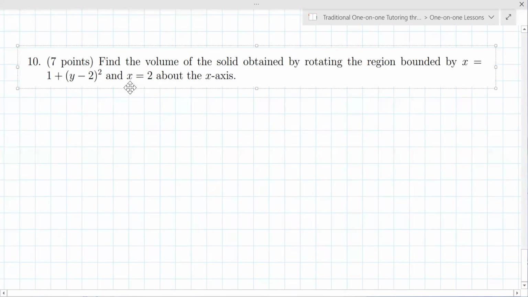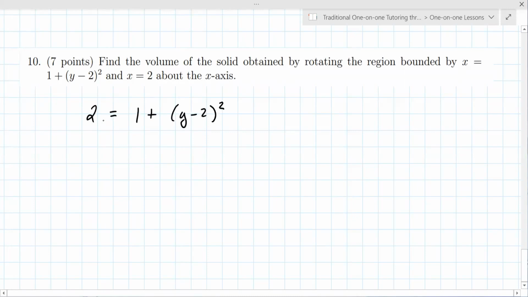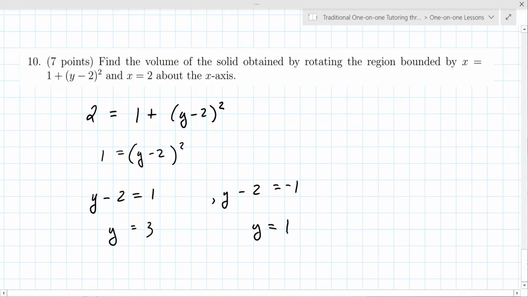Would you solve for y? Yeah, it's probably set 2 equal to 1 plus (y minus 2) squared. Move that over. When you take the square root of both sides, you actually get two equations: y minus 2 equals 1 and y minus 2 equals minus 1. So you get y equals 3 and y equals positive 1.